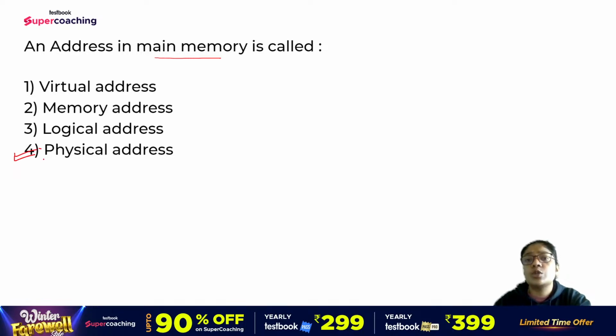Basic term है क्योंकि जो CPU generated address होता है that is known as the virtual address. And if you know the virtual address or the logical address bits, that's going to tell you what the logical address space is and what the physical address space is. Physical address space can be determined on the basis of the physical address bits. So basically, the main memory is the physical memory of the system. That is why an address in the main memory is called the physical address.